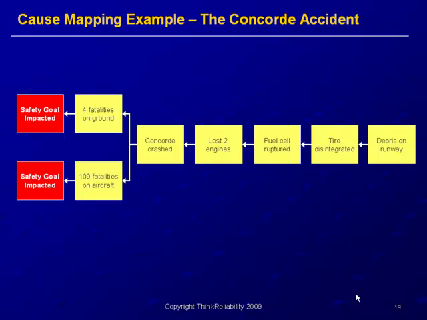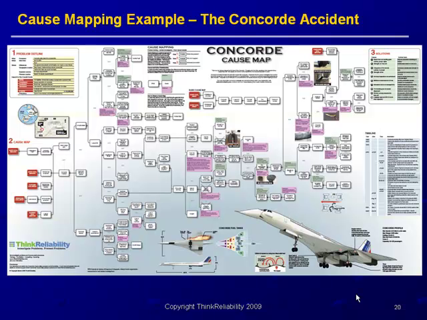Here with the concept of analysis, which is breaking down into parts, the 113 fatalities can be broken out to the 4 on the ground and the 9 that actually occurred within the aircraft, and then more detail can be added. So we took the BEA investigation, which is the group in France that investigated the Concorde. They have a very detailed report on what happened, and we took that report and built a detailed cause map.